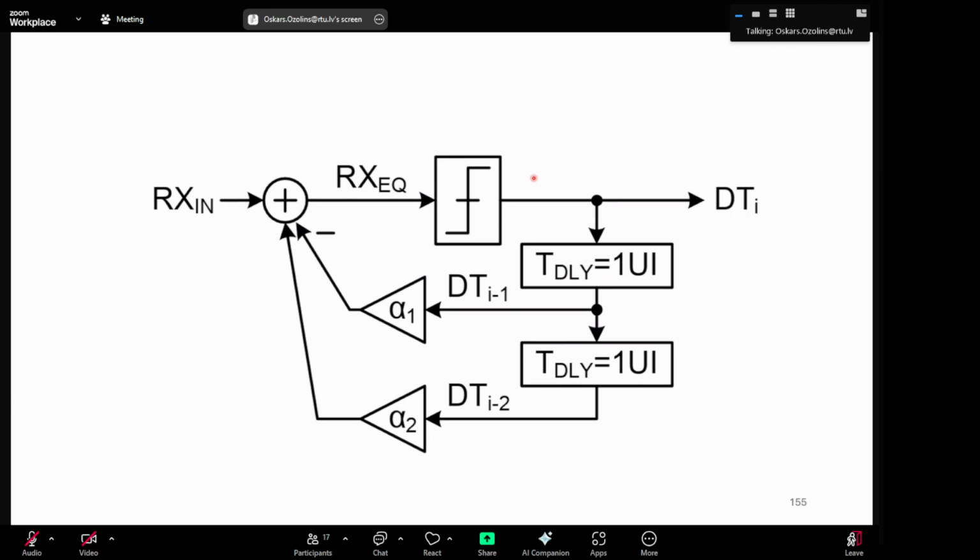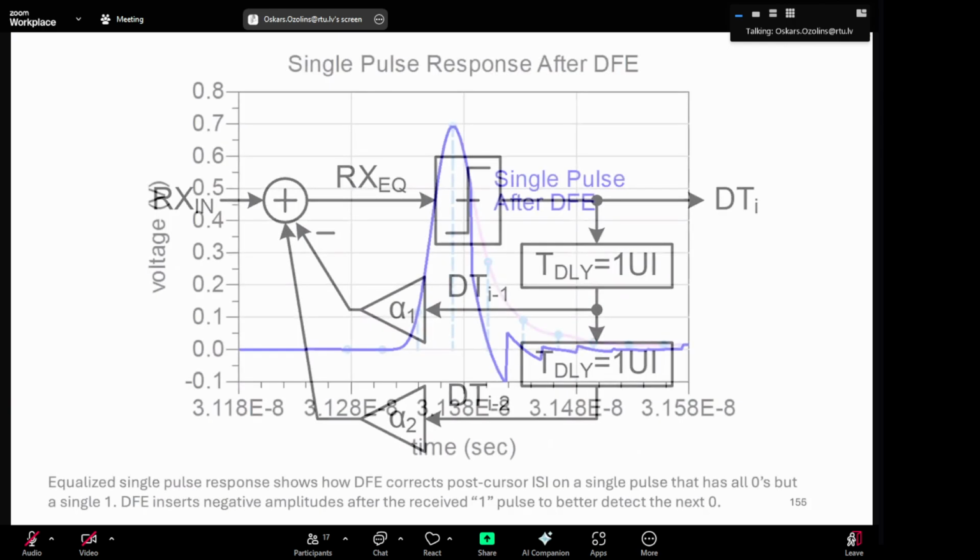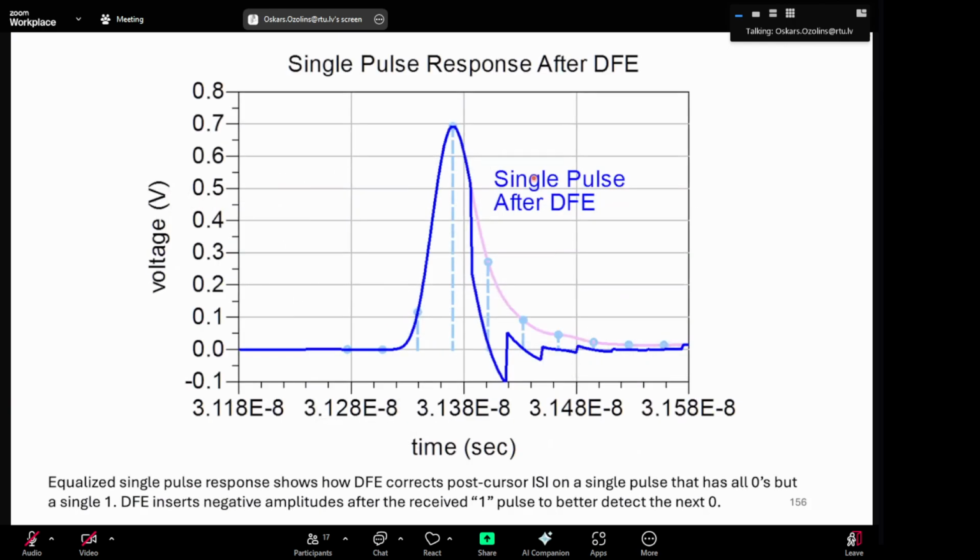So in this system, if we look here, the single pulse after DFE is this blue one here. So you have a lot of focus on the postcursor. And so DFE really corrects only postcursor intersymbol interference.